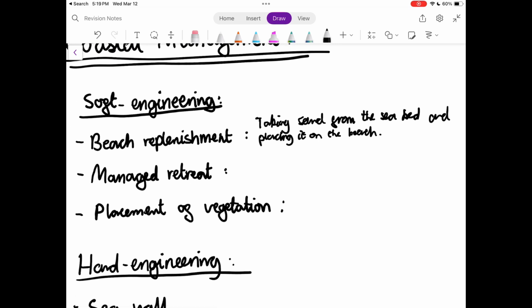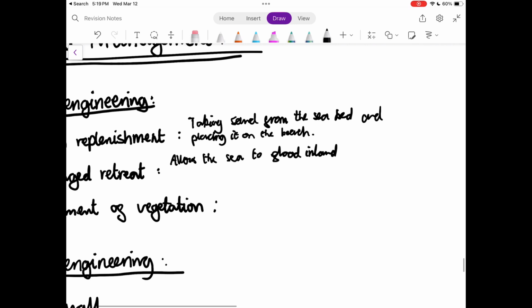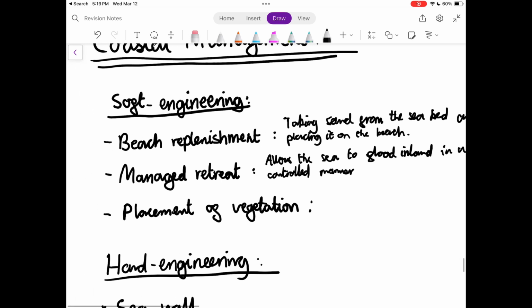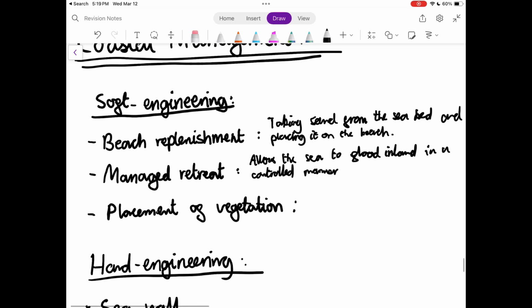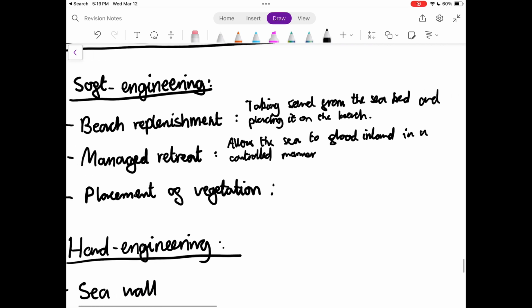The next is managed retreat. So this allows the sea to flood inland in a controlled manner. So although the area in which the coastal erosion will take place will be abandoned, it reduces the casualties of people living in those areas as they will be asked to leave and evacuate. So there will be less casualties.